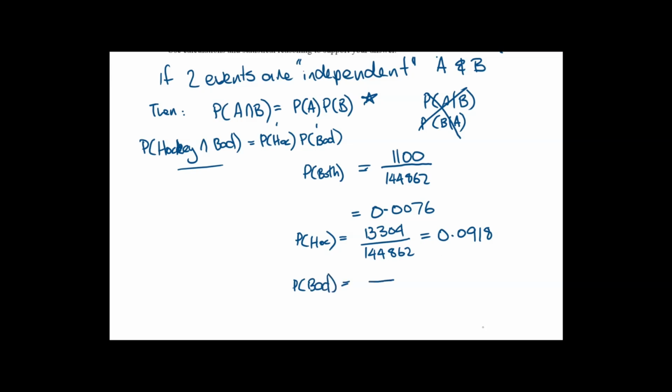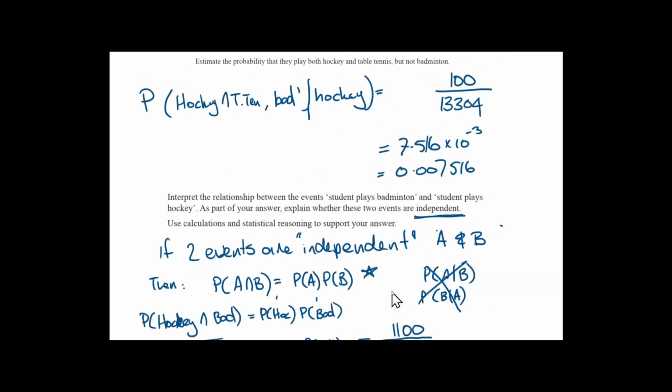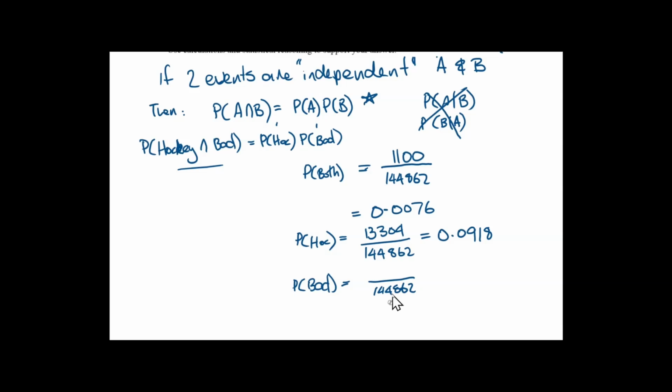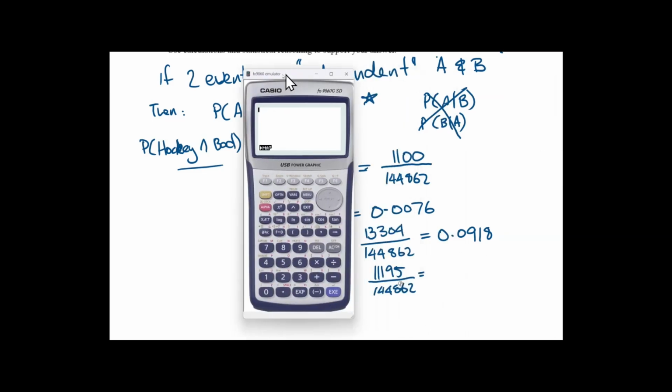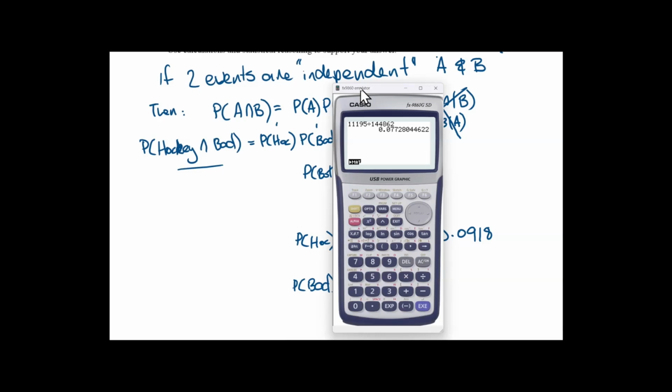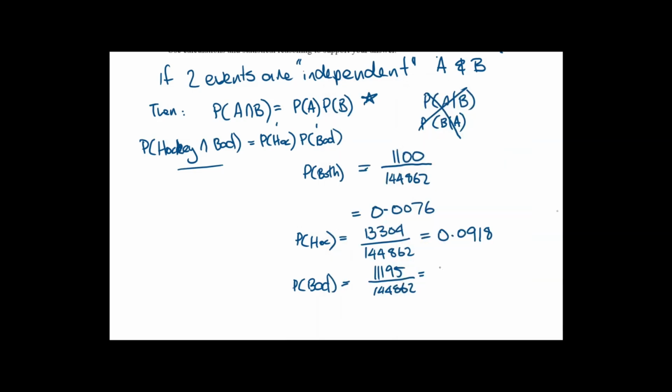And now we need the probability that a randomly selected student plays badminton out of all the students in the survey. So it's going to be something over that 144,862 business. How many played badminton? 11,195. So 11,195 divided by 144,862 is 0.0773.